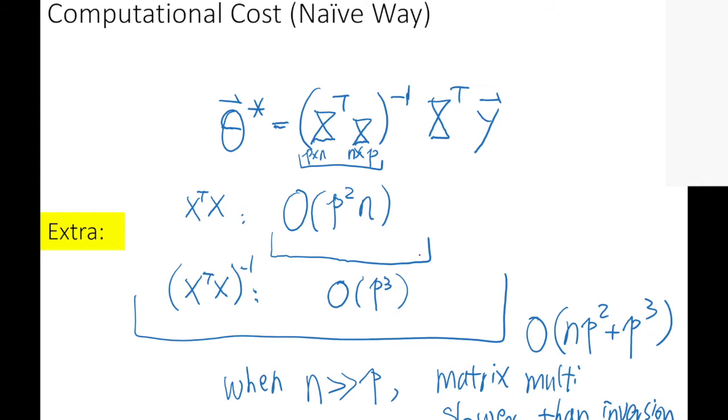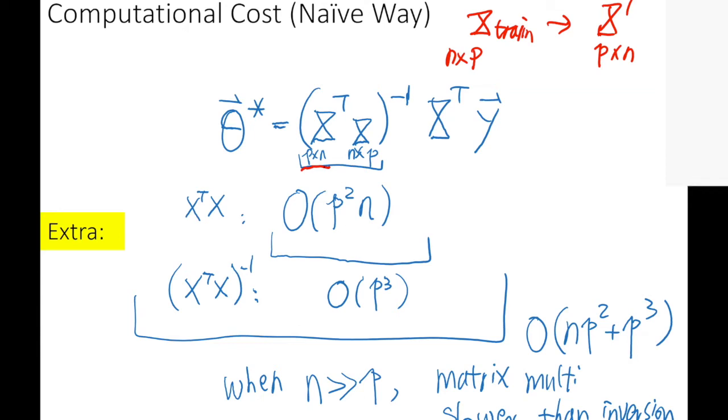So different from the previous, which is an n times n matrix, here our X train matrix, we just assume it's n times p, which means X transposition is p times n. So that's why I write p times n here: a p times n matrix times an n times p matrix. What is the cost here?